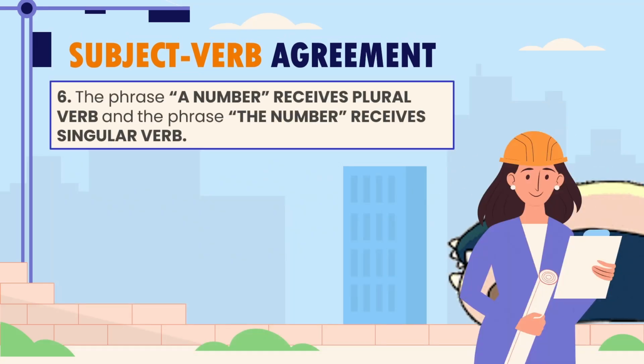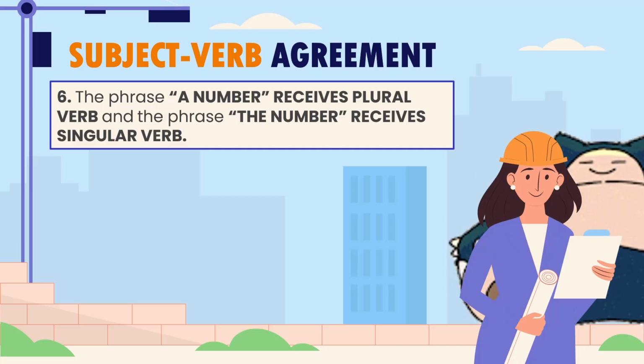Okay, for our sixth one, the phrase a number always receives a plural verb, and the phrase the number receives a singular verb. Again, kapag merong a number, lagi siyang makaka-receive ng plural verb. Whereas kapag the number, it always receives a singular verb. Kasi kapag a number, mas broad kasi siya. That's why it always takes a plural verb. Kapag naman the number, mas specific siya. Kaya it always receives a singular verb.